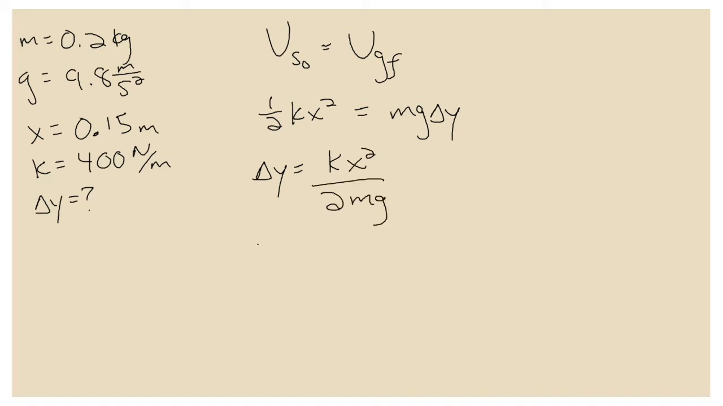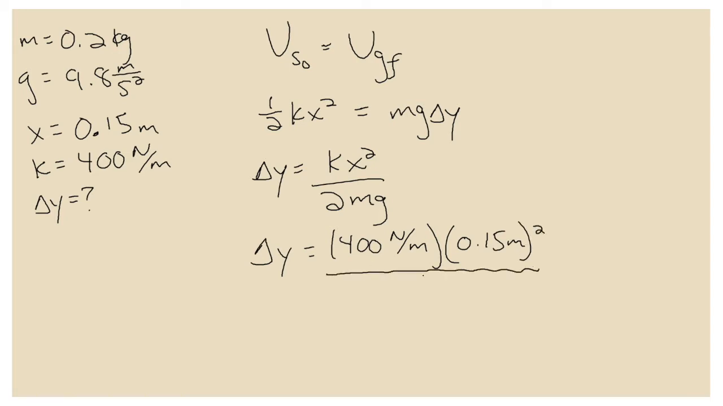And that's it. The rest of this is pretty much a straight-up plug-in problem. We plug in the spring constant, 400 newtons per meter. We plug in x squared, which is 0.15 meters, and of course we have to square it, so we put parentheses around it. Then we divide by 2 times the mass, which in this particular problem is 0.2 kilograms, times g, which is, of course, 9.8 meters per second squared.